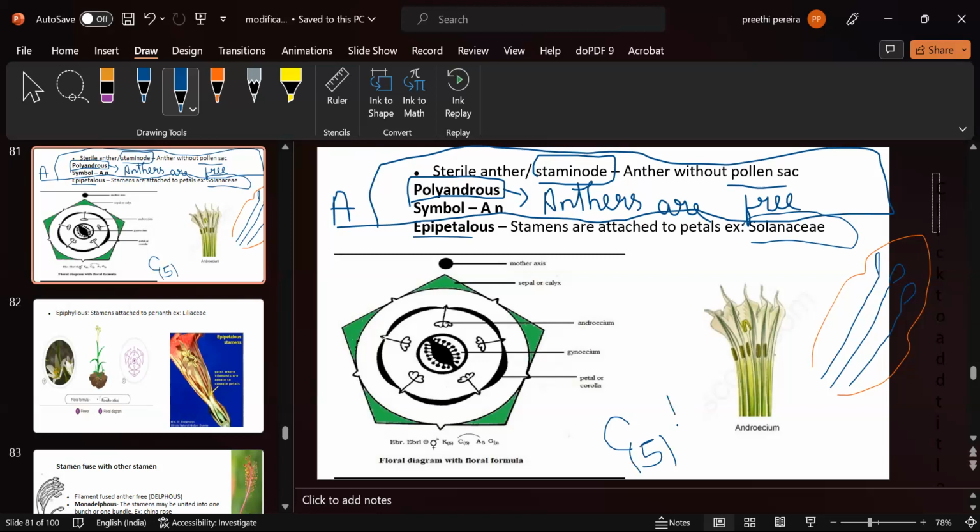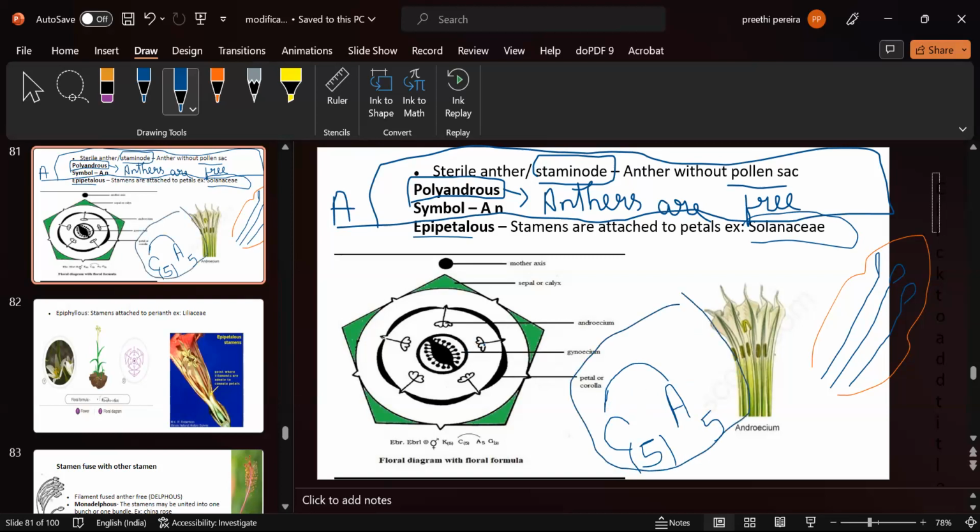And how many androecium are there? 5. And they are free. They are not attached. But in the floral diagram, you're going to mark it in this way. What does this mean? Androecium is attached to the petals. C means corolla, no? So it is attached to it. So this is how you represent it in a floral diagram.